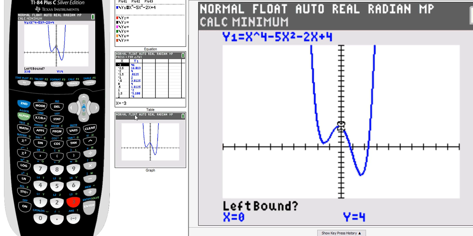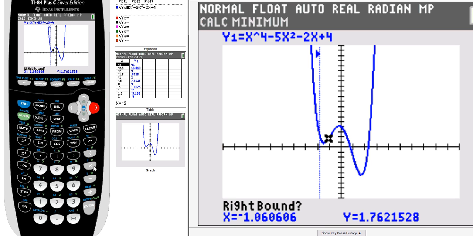And it asks me for the left bound, just like we've talked about before. You always go from left to right on a graph. If you try to go from the right to the left, it will not allow you to do that. And so when you feel like you're to the left of that, you can press enter. And then when you feel like you're to the right of that, you can press enter. Now, your calculator is not smart. It actually just calculates a bunch of values.